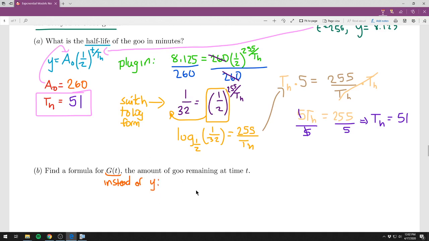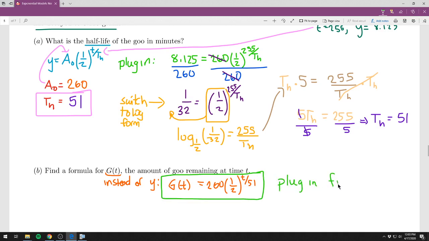We take our formula here, we get G of T equals A0 is 260 times 1/2 to the T over half-life, T over 51 power. And this is an absolutely perfect answer. You do not need to change it in any way whatsoever. Now, once you have figured out the formula, you can do stuff with the formula.